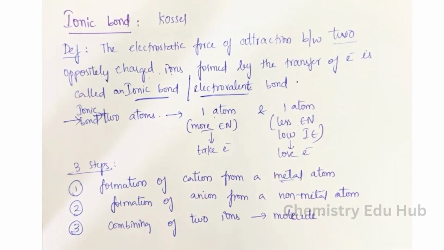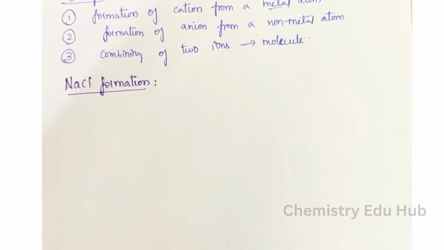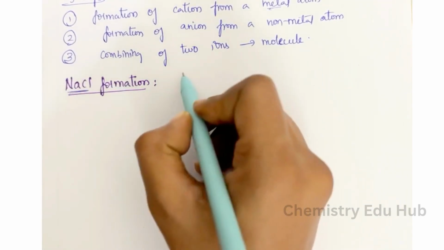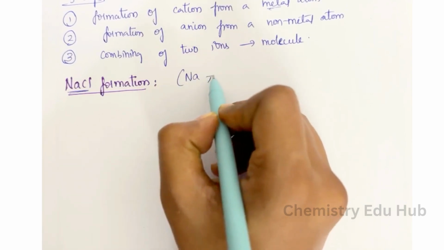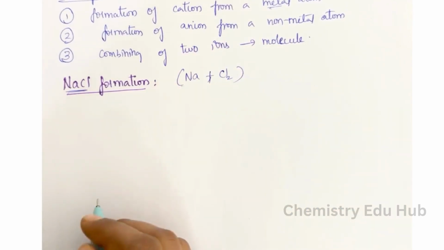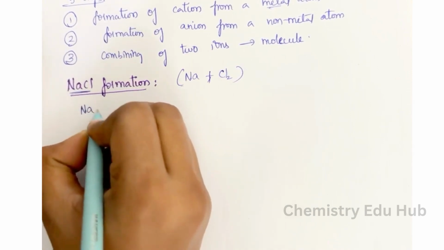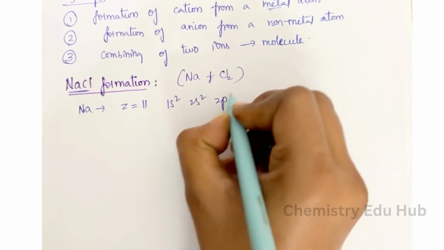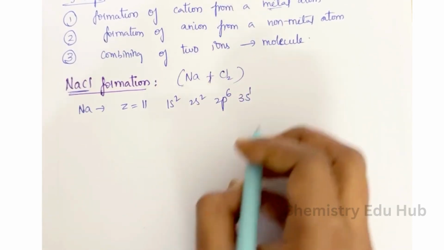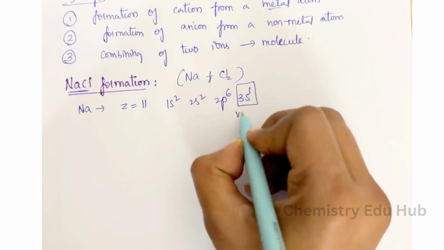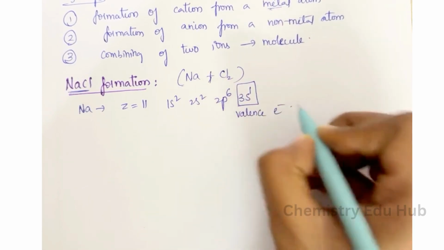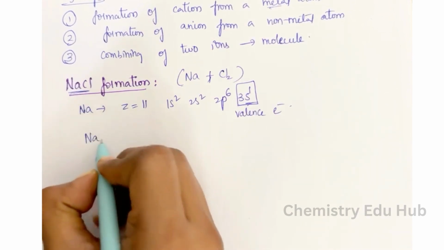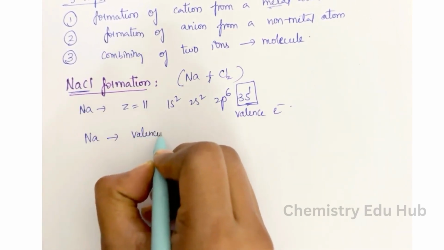Let us understand this with an example. The example considered here is NaCl. So NaCl formation, let us see. Sodium combines with chlorine gas to form sodium chloride. Sodium atomic number is 11. Its electronic configuration is 1s2, 2s2, 2p6, 3s1. So this is the valence electron present in the valence shell. There is only one electron in the valence shell, so sodium has valency equal to 1.